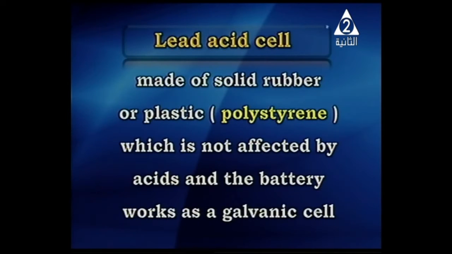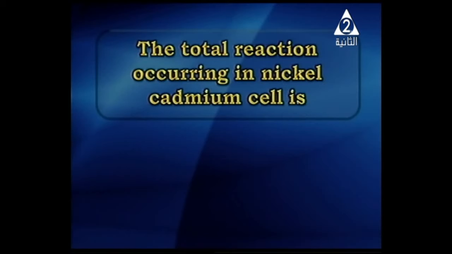And this container is made of rubber, solid rubber, polystyrene, or plastic, or anything like this, which is not affected by the acid, not affected by any reaction with H2SO4. So the battery works as a galvanic cell. This car battery reacts as a galvanic cell. Why? Because it has one direction, but if I need to charge it, I recharge it again for a period of time. So the total reaction, very important to study this, occurring in the nickel cadmium cell.